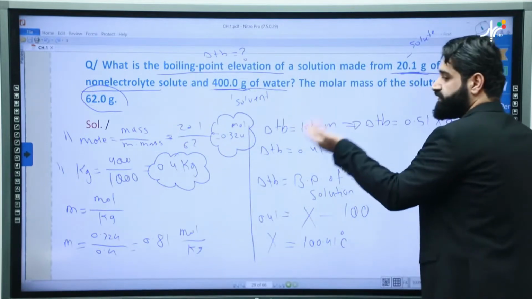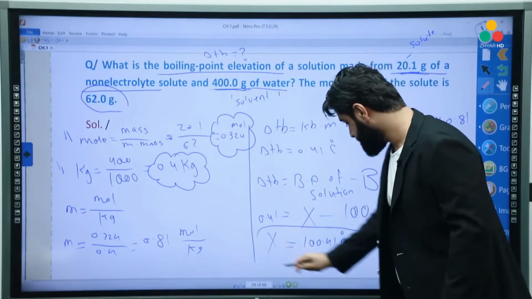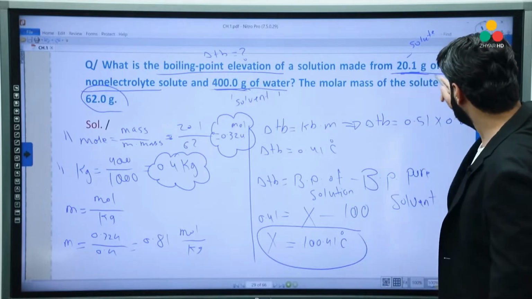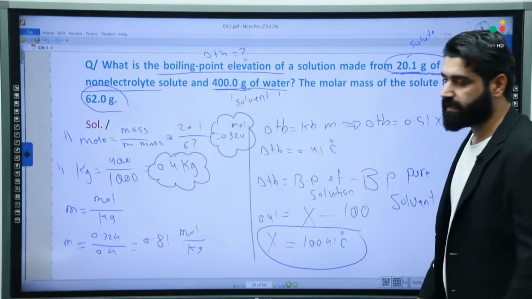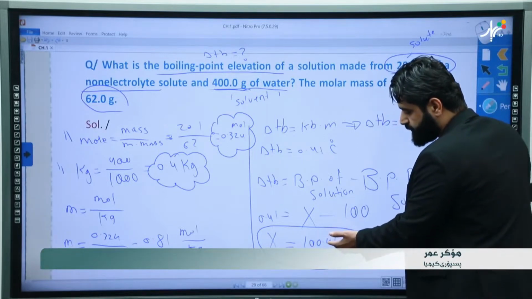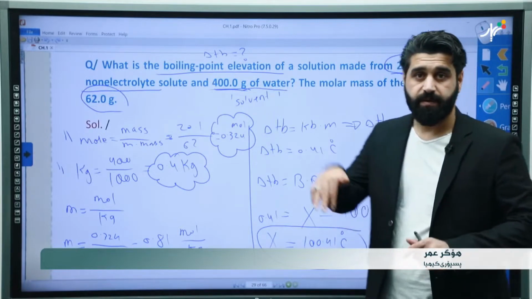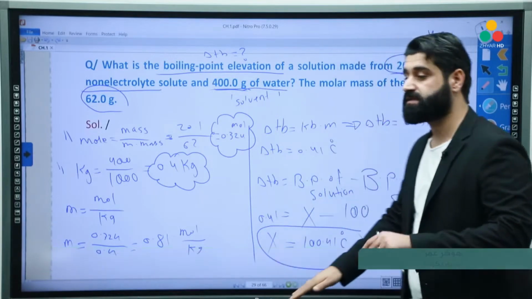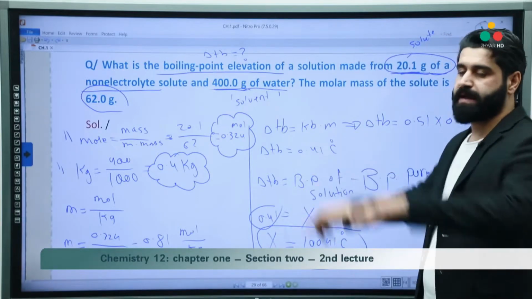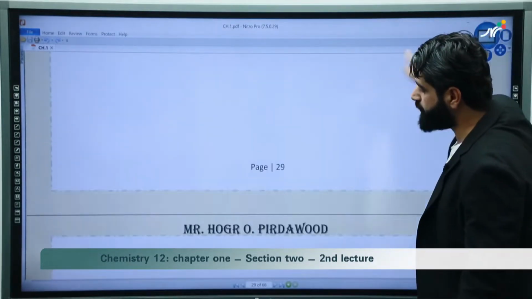Water, which previously boils at 100 Celsius degree, now boils at 100.41 Celsius degree, due to dissolving 20.1 grams of non-electrolyte solute. Why is the boiling point elevated from 100 to 100.41? Because vapor pressure decreases. That's why it needs more energy, by 0.41 Celsius degree, to reach the atmospheric pressure level. Another one.